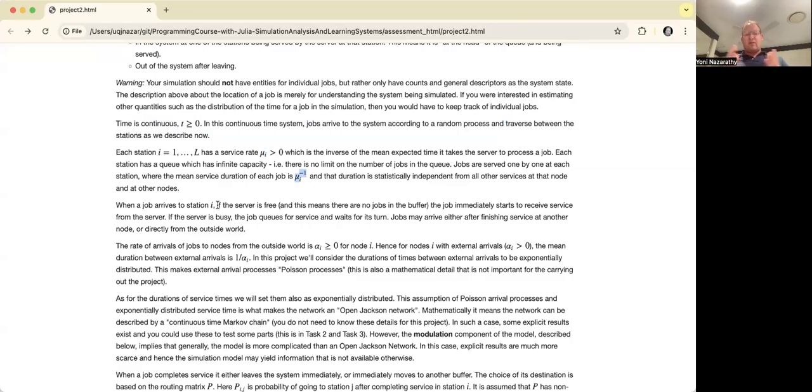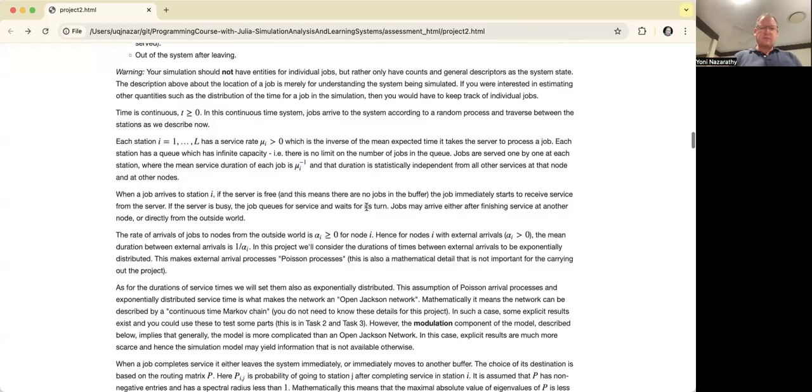However, if a job arrives to station I and somebody's receiving service, then the job queues up. There might be others in the queue, okay? So it's as though you arrive to the ride and you're ready to go on it directly, or you arrive to the ride and you need to queue up.